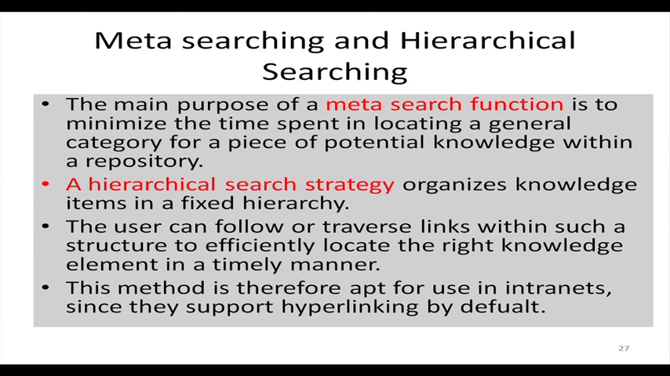It is basically where the knowledge is organized in a fixed hierarchy. So, what happens? You traverse from one place to another place. So, you are looking for some knowledge. For example, if you go to Wikipedia, you search certain things in Wikipedia, and you get some information. Suppose you want to locate some in-depth information. You could find certain links in the Wikipedia on that particular topic, and if you click on that, you are taken to another web page. So, you get more information, and from there you can traverse to another place. This is what we know as hierarchical search strategy. It means you traverse links within a structure to efficiently locate the right knowledge in a timely manner.